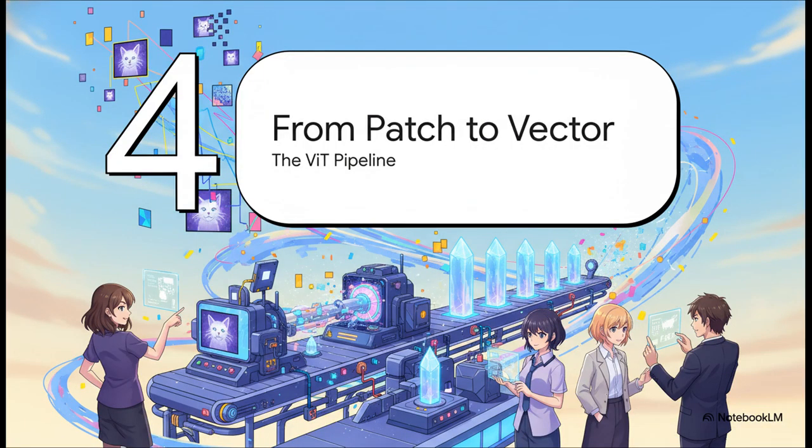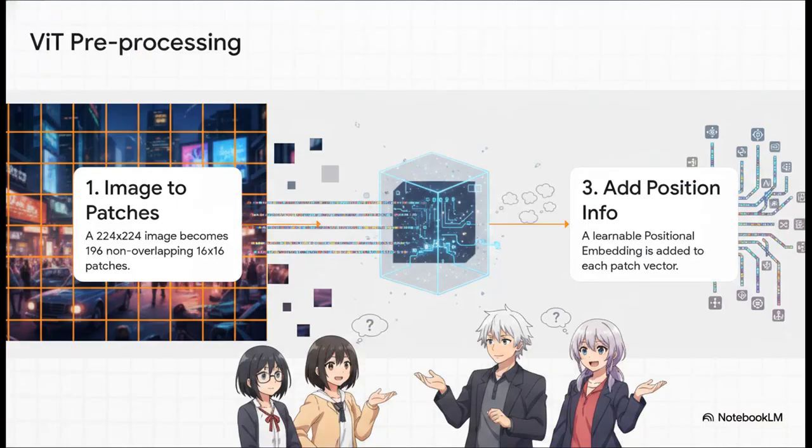I mean, how do you take a square of pixels and turn it into something a transformer can actually process? It all happens in this really slick pre-processing pipeline. Okay, it's basically a three-step dance. First, as we said, the image gets diced up into that grid of patches. Second, each of those little square patches gets flattened out into one long line of pixel values, and that line is fed into something called a linear projection layer. Now, the job of this layer is to learn how to translate that raw, messy string of pixels into a much more meaningful, high-dimensional vector.